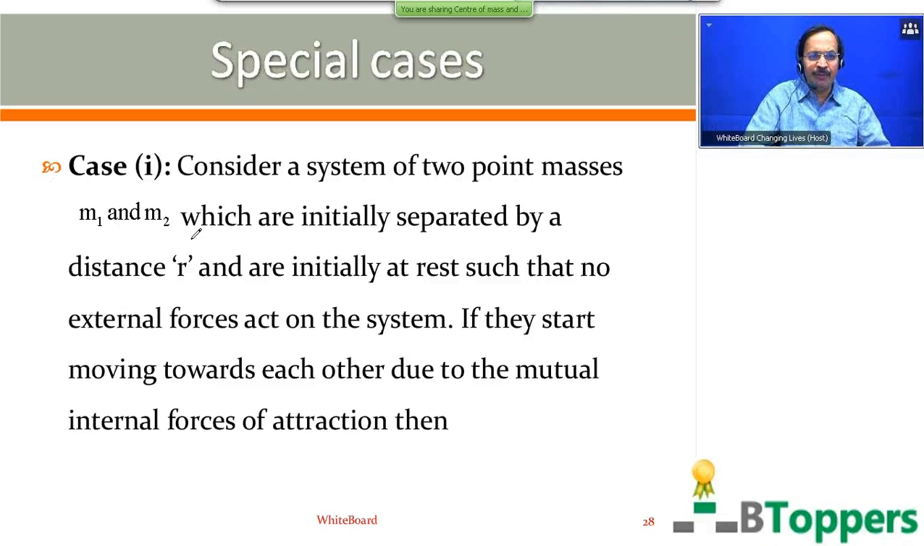Consider a system of 2 point masses M1 and M2 which are initially separated by distance r and are initially at rest, such that no external force acts on the system. If they start moving towards each other due to the mutual internal force of attraction, then, come on, first you finish copying the notes, writing the notes up to here. In case you need more time to copy the notes, you can pause and take your own time. I am going to show the continuation of the notes.